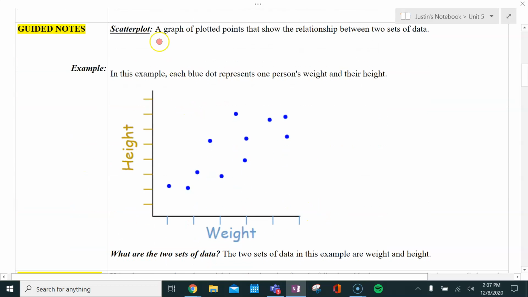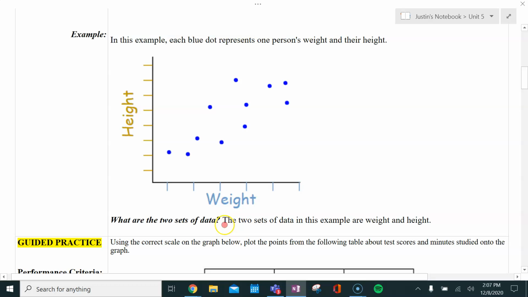And as for some guided notes today, a scatter plot is a graph of plotted points that show the relationship between two sets of data. Okay, so in this example that's given, each blue dot represents one person's weight and their height. So for example, if I told you I weighed this amount and my height was this much, this specific point right here could be represented by my weight and my height. All of these are separate people. Okay, what are the two sets of data? The two sets of data in this example were the weight and the height.